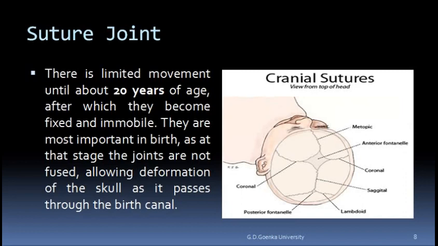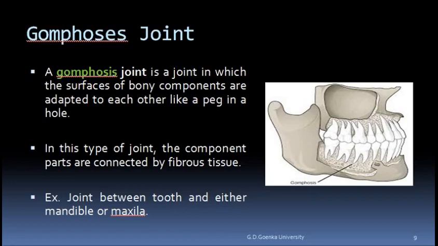They are most important at birth, as at that stage the joints are not fused, allowing deformation of the skull as it passes through the birth canal. A gomphosis joint is a joint in which the surfaces of the bony components are adapted to each other like a peg in a hole. In this type of joint, the component parts are connected by fibrous tissue. An example of a gomphosis joint is the joint between the tooth and either the mandible or maxilla. You can see this image here.